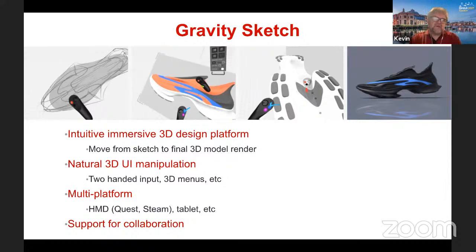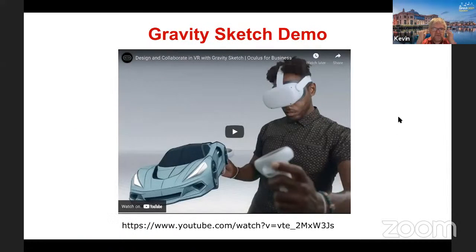So Gravity Sketch supports very natural 3D user interaction using two-handed input, and it runs on several devices, Oculus Quest, on the Steam, so other VR devices, or even a tablet. And there's support for collaboration, so multiple people can come in at the same time and work together. So let me show you a video of this working. And in this video, you'll see how easy it is to use Gravity Sketch to create 3D models. And of course, what you can do is you can bring those models out of Gravity Sketch into other applications for creating user interface mock-ups.